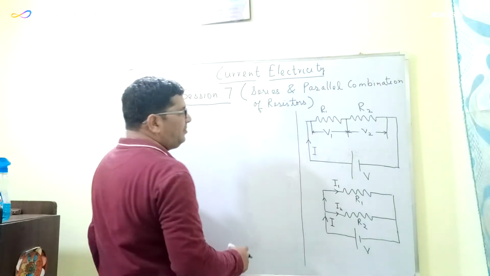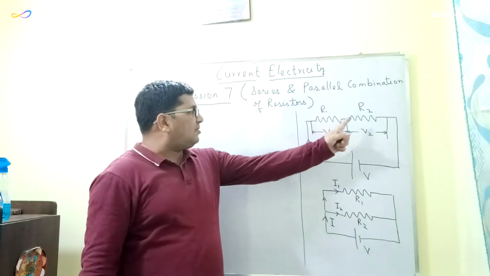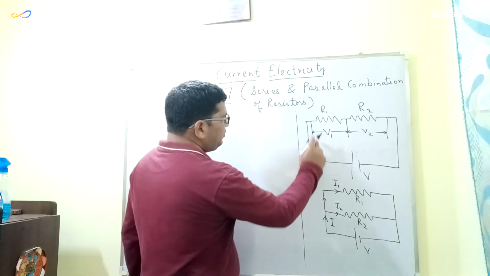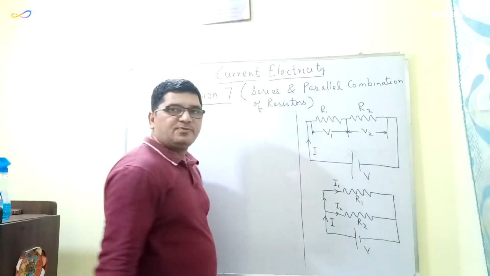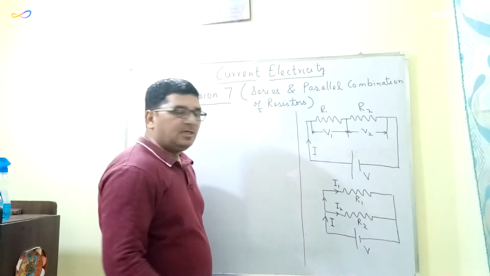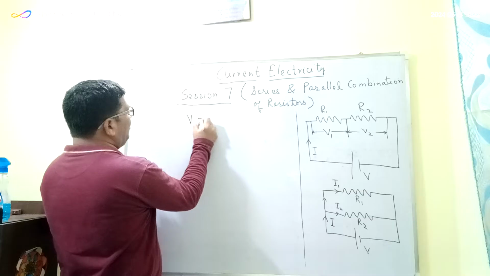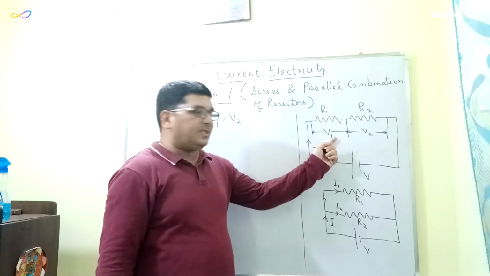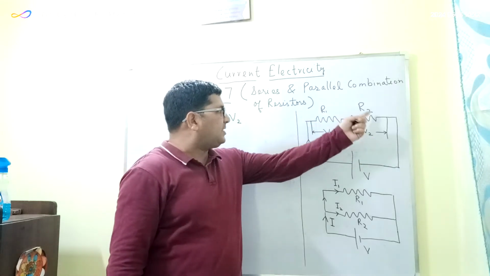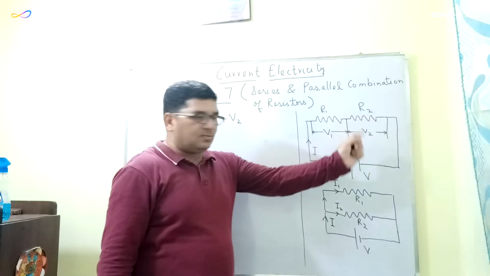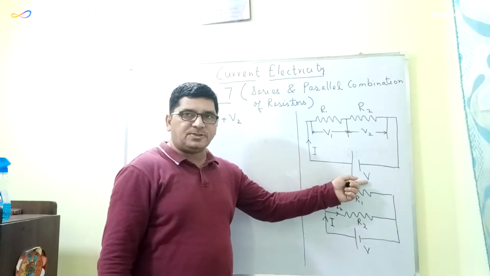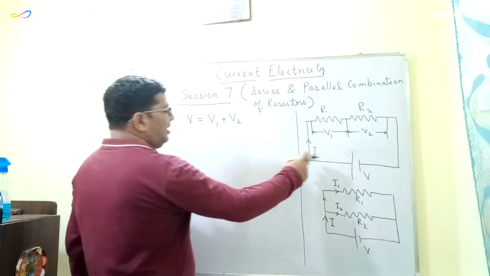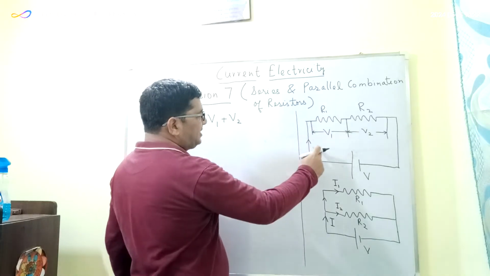Now in the series combination, the current through each of the resistors will remain the same, and the potential difference across the ends of this series combination will be given by V is equal to V1 plus V2, where V1 is the potential difference across this resistor R1 and V2 is the potential difference across this resistor R2, and this is the external voltage source having the value of V. So here I have assumed that the current flowing in this circuit is I.